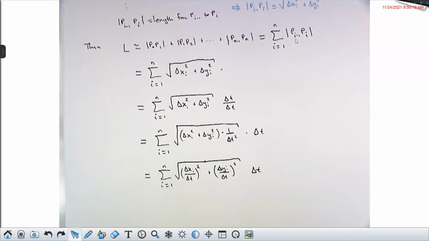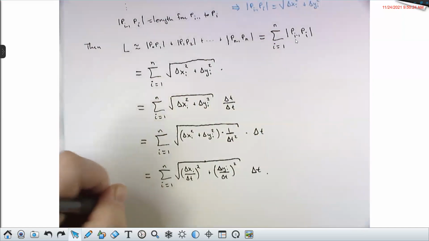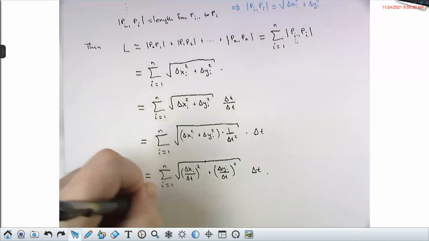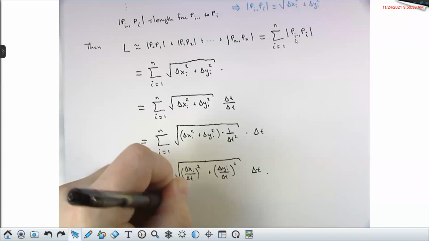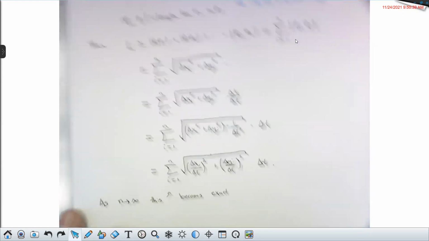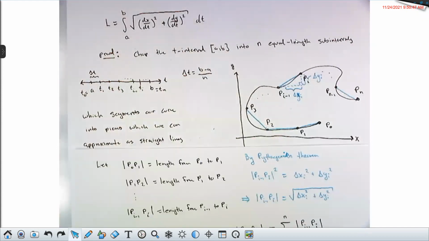As n goes to infinity, several things happen. As n goes to infinity, this formula becomes exact. Because I'm using infinitely many points, right? This curve is made up of infinitely many points. And as n goes to infinity, these blue segments each get smaller and smaller and smaller, and we get closer and closer and closer to the actual arc length.